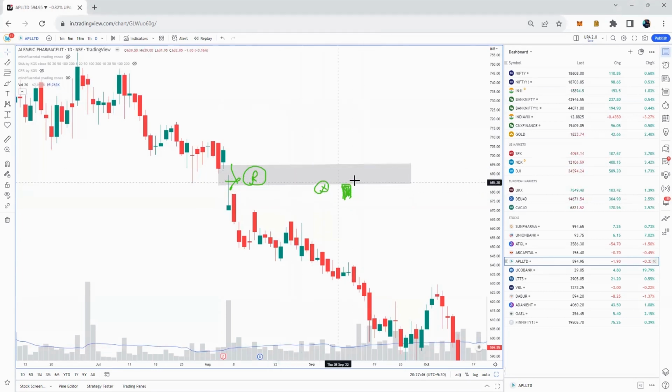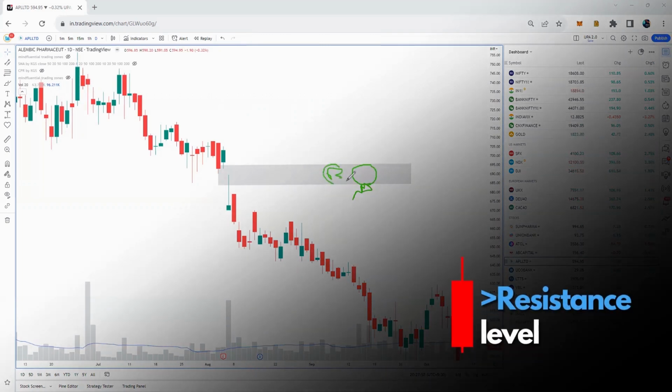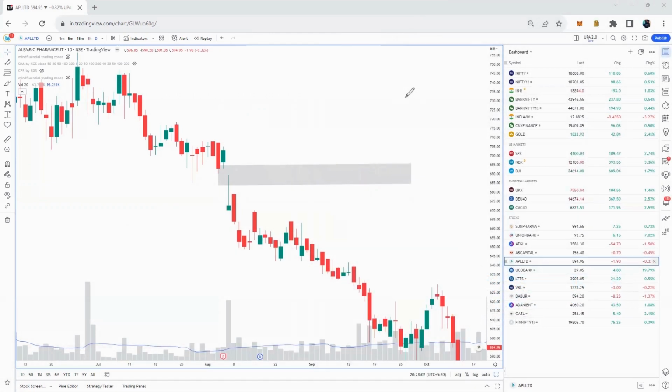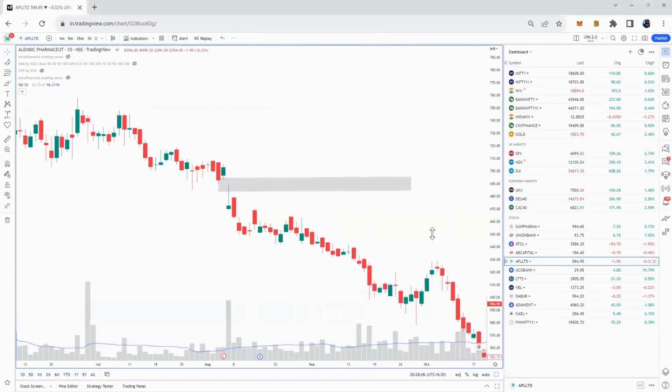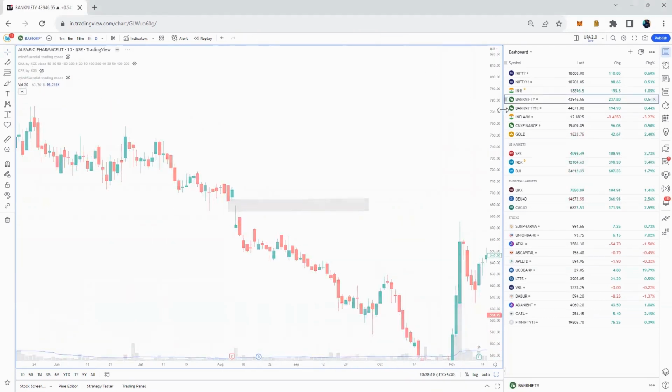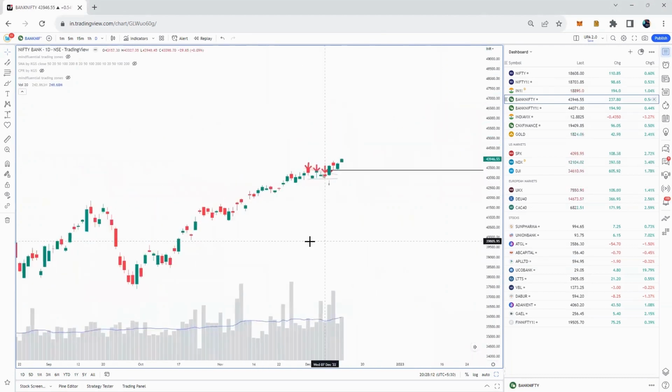Now this level might act as a resistance, because what is the inherent logic behind that? The buyers were able to come to this level, but they were not able to break this level. That means this level can still be considered as your resistance level. So that is the inherent logic behind how you need to adjust the gaps. Whenever any gap filling happens, you need to adjust that particular gap. Same as with gap up. For example, if you look at Bank Nifty, let's see any gap up level.